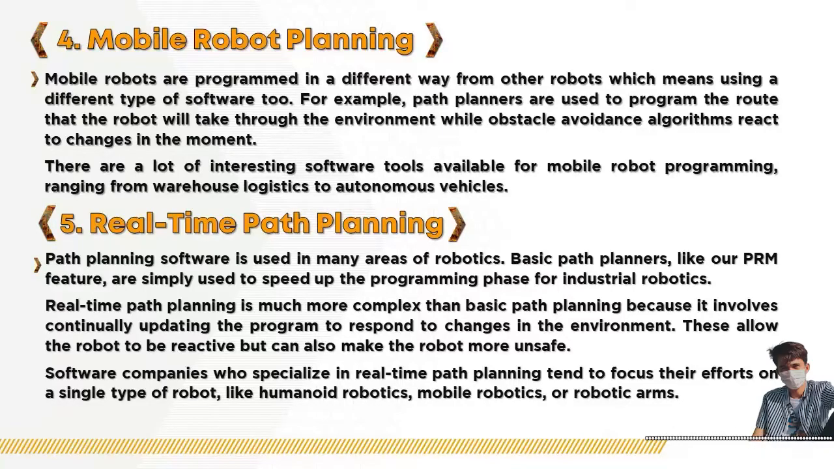Real-time path planning. Path planning software is used in many areas of robotics. Basic path planners, like our PRM features, are simply used to speed up the programming phase for industrial robotics. Real-time path planning is much more complex than basic path planning because it involves continually updating the program to respond to changes in the environment. This allows the robot to be reactive but can also make the robot more unsafe. Software companies who specialize in real-time path planning tend to focus their efforts on a single type of robot, like humanoid robotics, mobile robotics, or robotic arms.